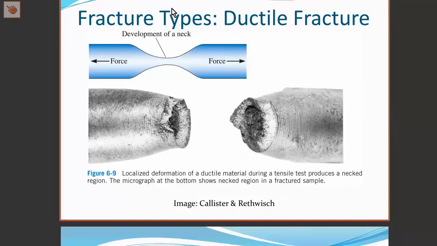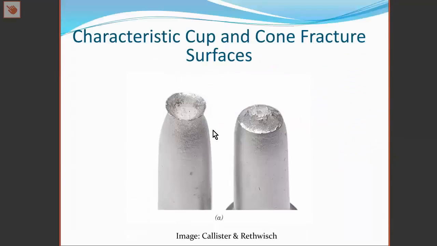In a ductile fracture, we see a classic development of a neck in the material as the material deforms under shear forces, and the formation of a characteristic cup and cone. So we see there's a better picture of a cup and cone here. This would be the cup and this would be the cone.